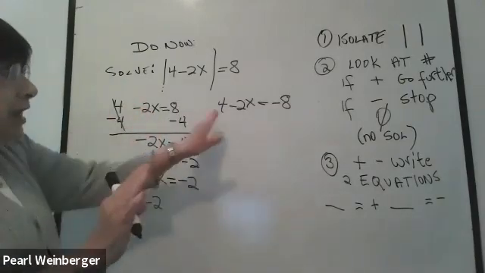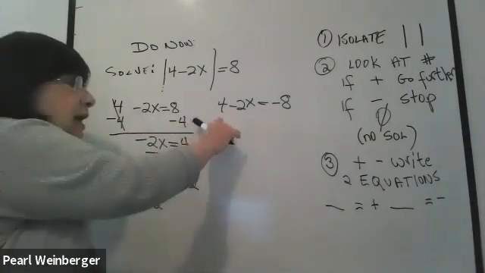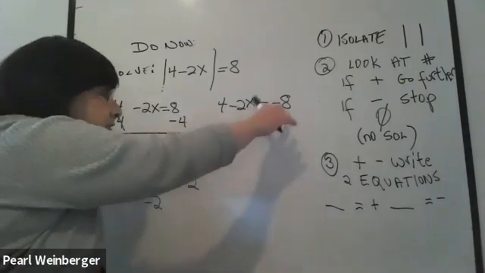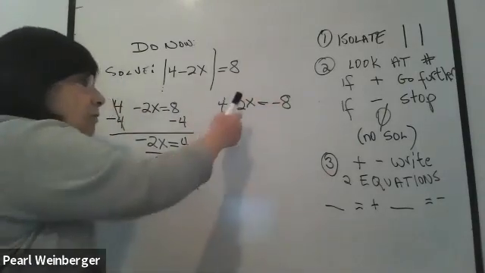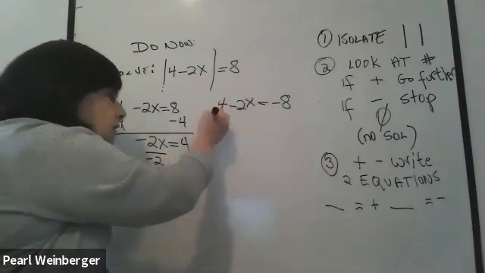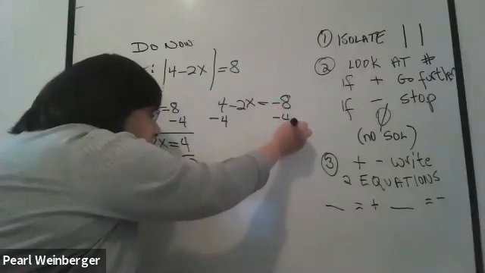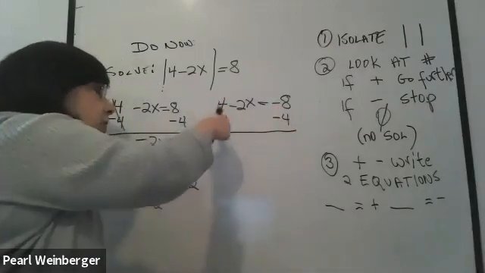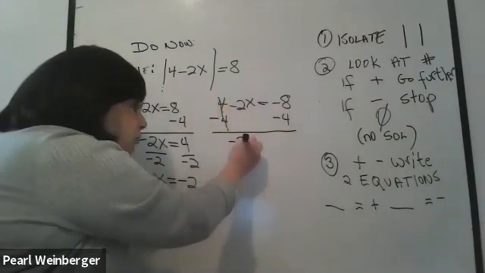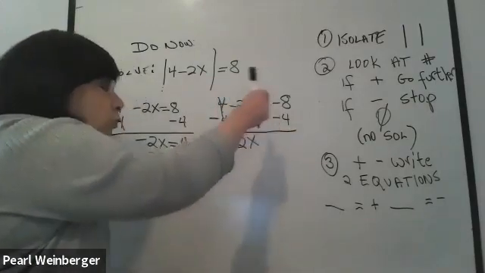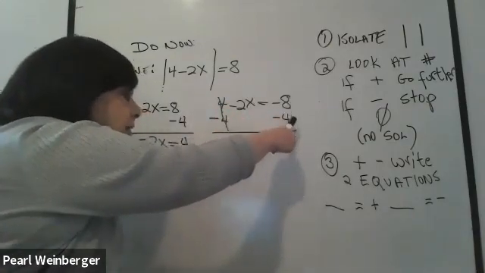I'm not finished. I have to do the second equation. It's a similar step. I still don't want this 4 over here. I want the x's by themselves. So again, I'll subtract 4 from both sides. Again, the 4 and the negative 4 will cancel to leave me the negative 2x. What am I left with on the other side? Now I have a negative 8 minus 4.